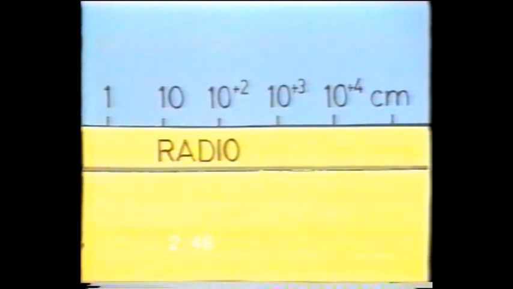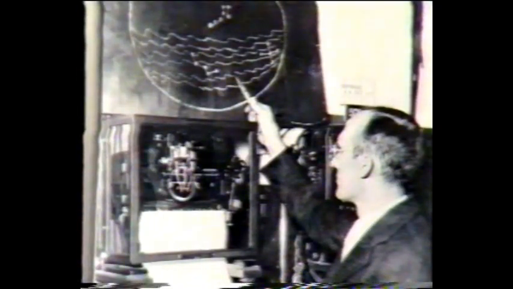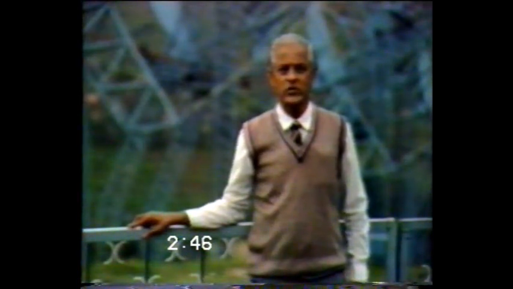In 1932, Karl Jansky, a Bell Telephone Laboratories engineer, announced the discovery of radio waves from our own Milky Way galaxy. This was detected very accidentally. His project at the Bell Telephone Laboratories during the early 1930s was to find out the interference noises that were caused to the transoceanic radio telephone circuits.